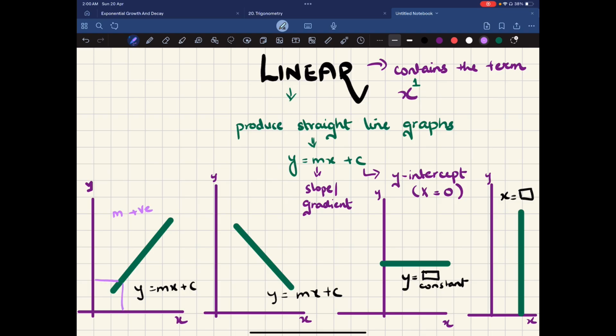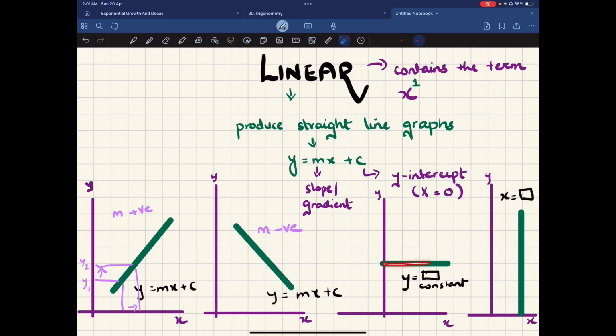As x increases, your y is also increasing. Okay, so the slope is positive. In case of a downward sloping line, the slope is negative. Why? Because as the value of x increases, see, so the value of x is increasing, the value of y is decreasing. So it has a negative slope.